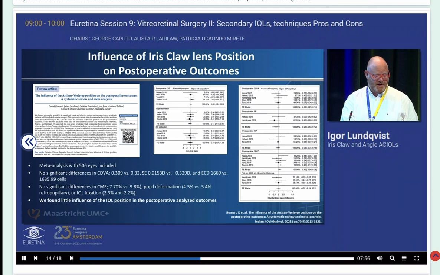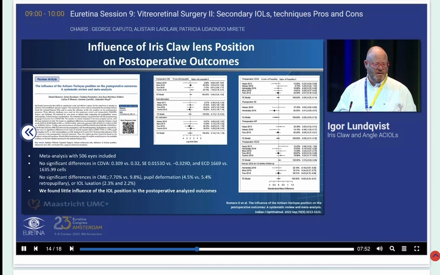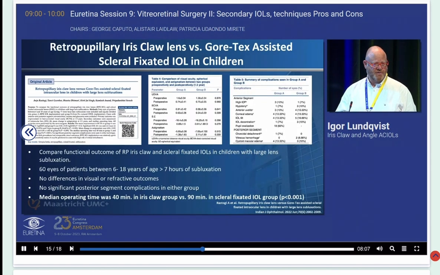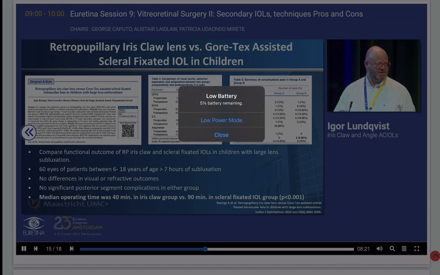There was a large study done to look at anterior or posterior implantation. No differences were found. Also, a large study was done to see if, for using this lens with children, especially compared to scleral fixation, both had basically the same outcome, but the use of an Artisan was seen as being a far faster surgery.